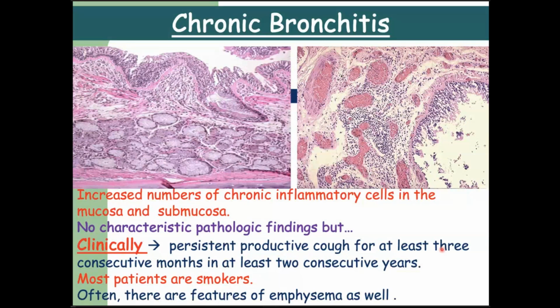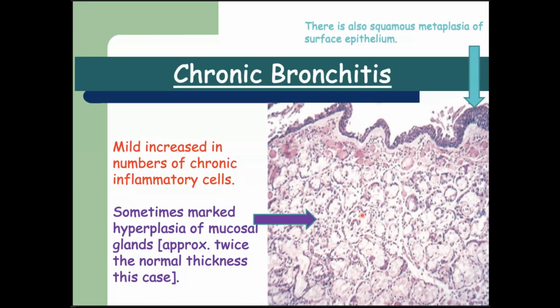So this can happen for 3 months in 2 years. That is the clinical definition. But histologically, you will just find chronic inflammation. That is non-specific. But one specific feature is an increase in the number and the size of the glands. These mucosal glands are hyperplastic and hypertrophic. There's a mild increase in the chronic inflammatory cells.